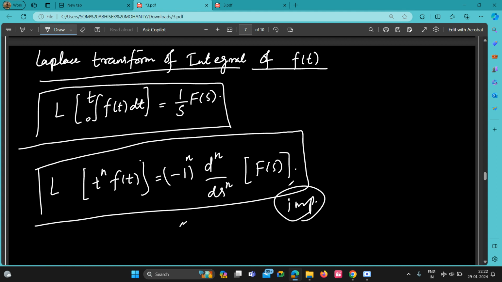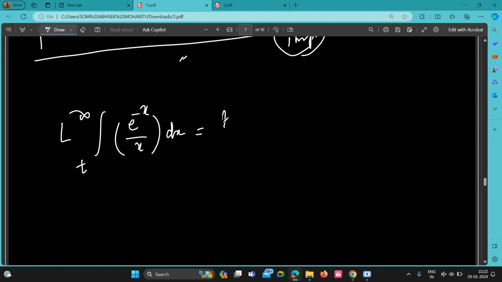Next formula, L of the integral from t to infinity of e to the minus x by x dx is equal to log s plus 1 by s.